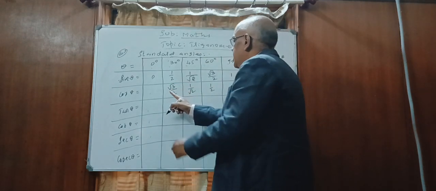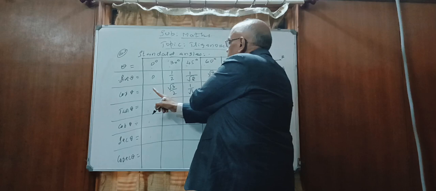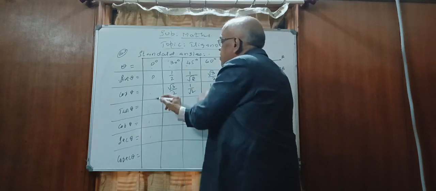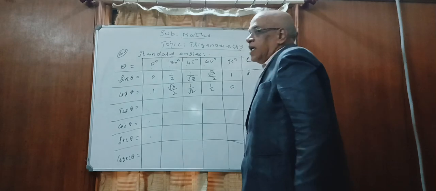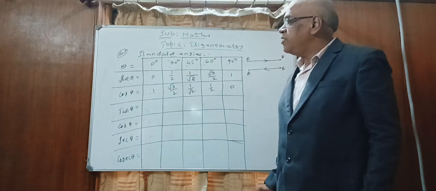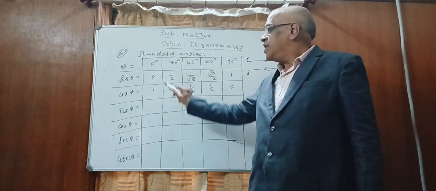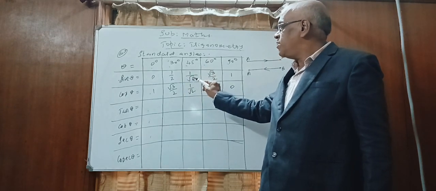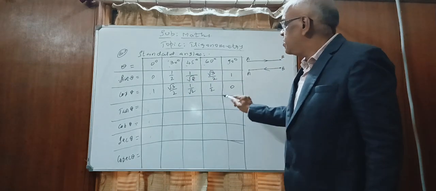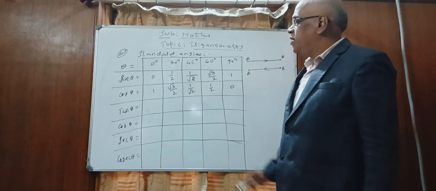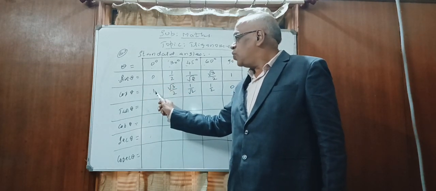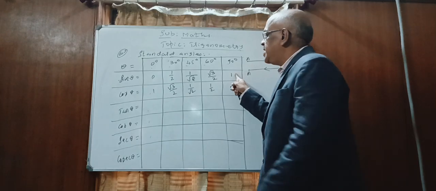Then what is this? Cos 0. Cos 0 is nothing but sin 90. Understood, children? What you have to remember? Only sin values. Sin 0 is 0, sin 30 is 1 by 2, sin 45 is 1 by root 2, sin 60 is root 3 by 2, sin 90 is 1. What is cos 0? 1, which is sin 90.